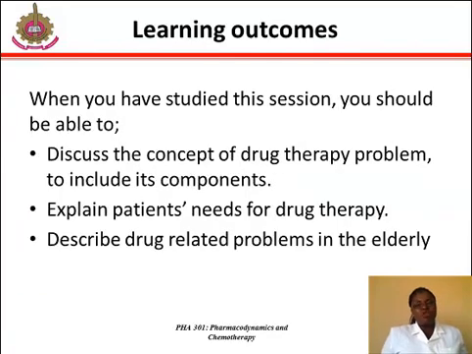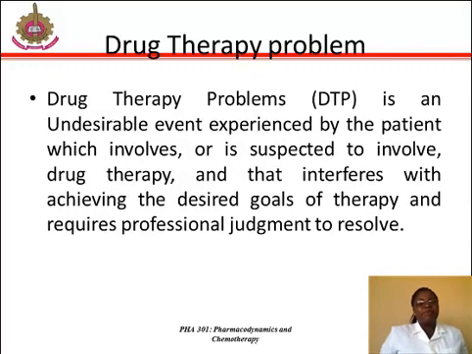At the end of this study session, you should be able to discuss the concept of drug therapy problem to include its components. You should be able to explain patients' need for drug therapy and describe drug-related problems in the elderly. Drug therapy problem. Drug therapy problems, which is abbreviated as DTP, is an undesirable event experienced by the patient, which involves or is suspected to involve drug therapy and that interferes with achieving the desired goals of therapy and requires professional judgment to resolve.